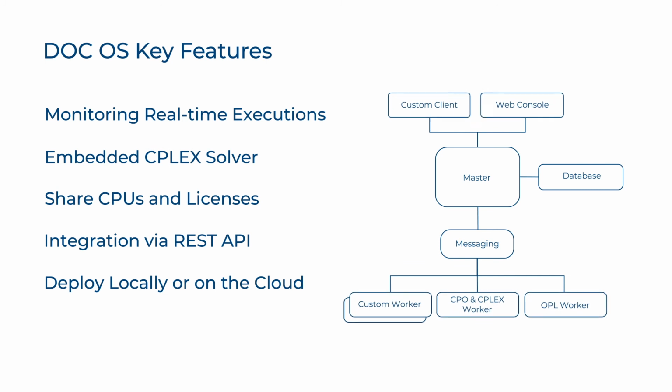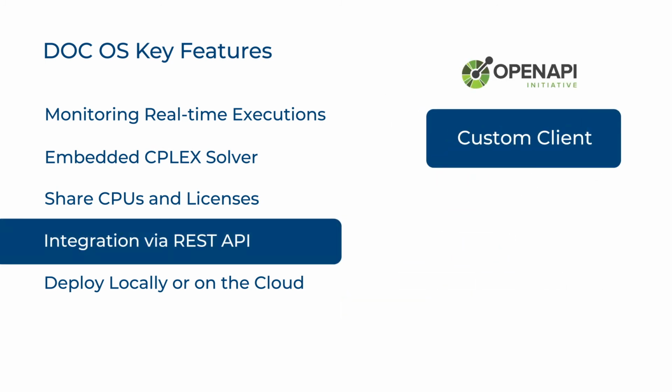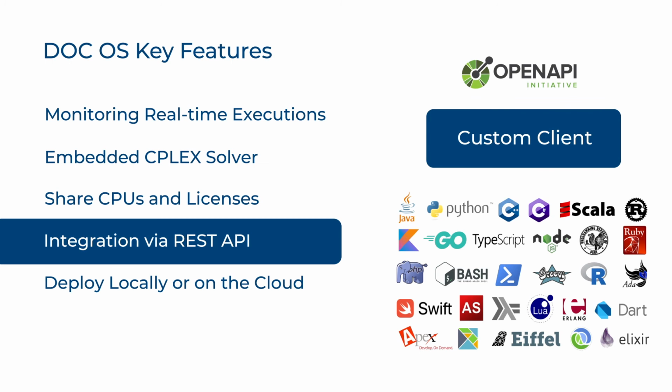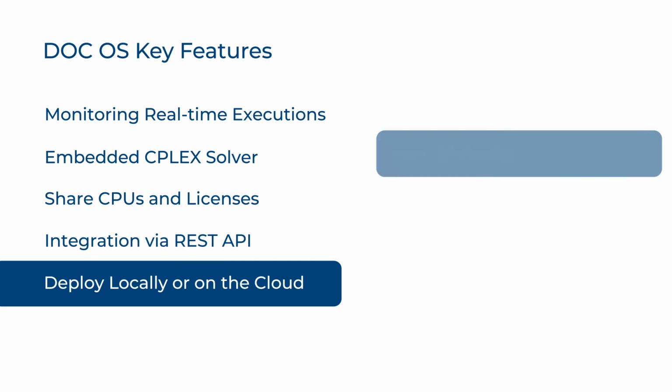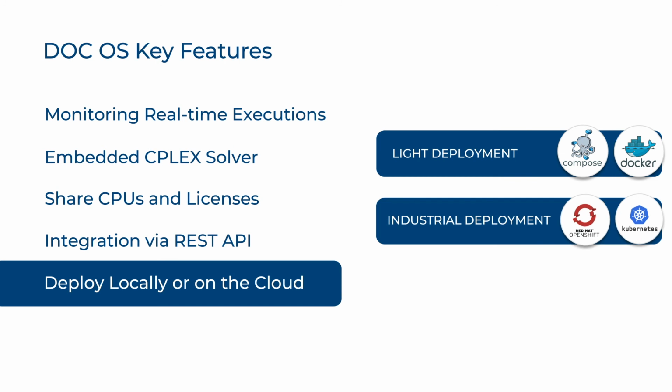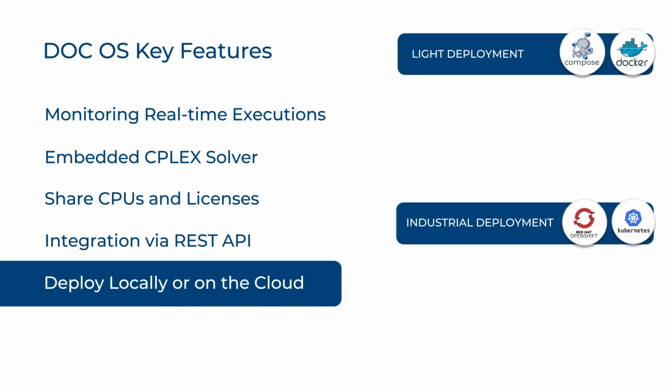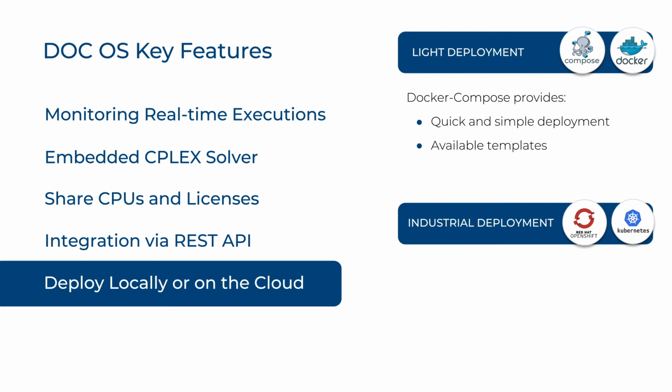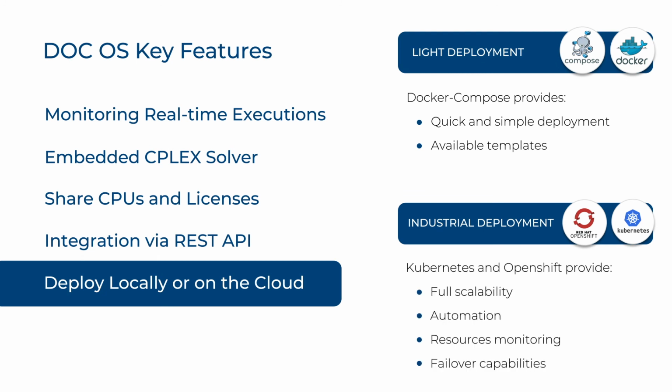DOC OS integrates with external applications via REST API. The Open API standard is used to allow the generation of a higher-level API in a large number of frameworks and languages. The optimization server supports a local deployment using Docker Compose and an industrial deployment thanks to the full Kubernetes and OpenShift compatibility. Docker Compose allows for quick deployments while developing the application. Kubernetes OpenShift can be used for industrial deployment. They provide full scalability, automation, resources monitoring, and failover capabilities.